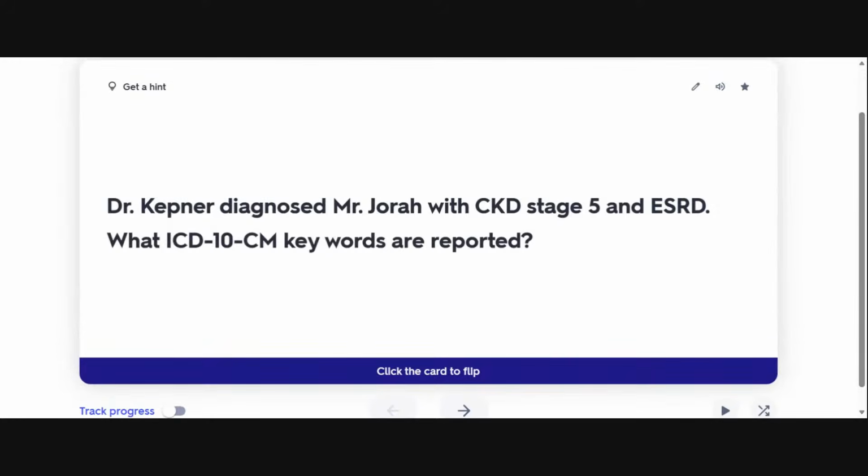So this is going to be our first scenario. Dr. Kepner diagnosed Mr. Jora with CKD or chronic kidney disease stage 5 and ESRD or end stage renal disease. So what keywords are we reporting for this? I know it's a small scenario starting off, but I think we know what keywords to take away. Put them in the chat.